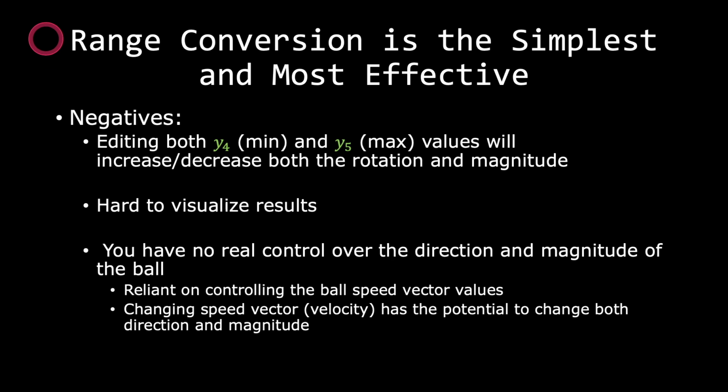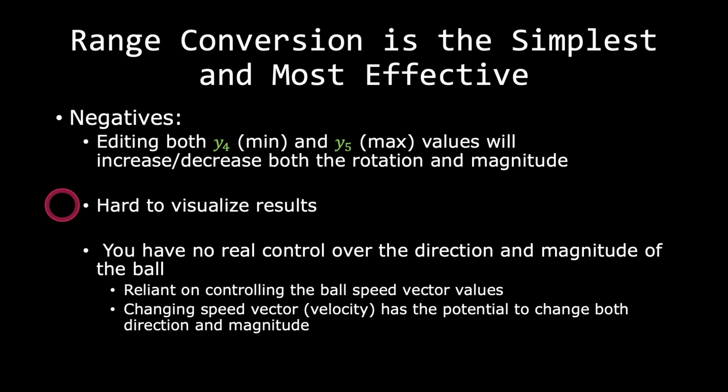Despite our range conversion or min-max conversion being the simplest and most effective method, it does come with negatives as is. The first negative would be that editing both our min and max values will increase or decrease both the rotation and magnitude. And that's because we tied our new range to the y-axis value for our ball speed value on the y-axis. And so increasing or decreasing that will change both the rotation and magnitude that our ball takes.